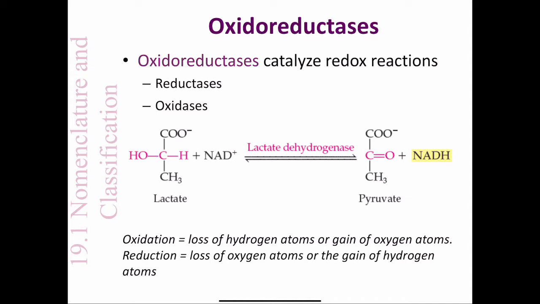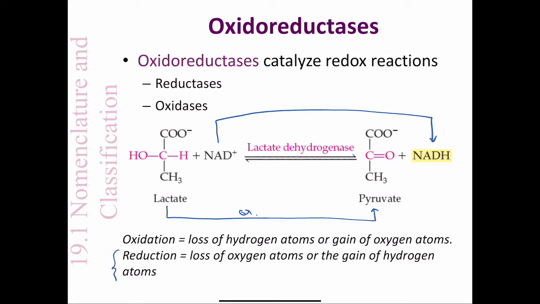I should also point out that oxidation and reduction are complementary processes, meaning that you can't have oxidation without reduction, and you can't have reduction without oxidation. So again, you can see that the lactate is being oxidized to pyruvate, but also the NAD+ is taking on a hydrogen. And if we think about our definition of reduction, reduction is the loss of oxygen atoms or the gain of hydrogen atoms. So the NAD+ is being reduced. So therefore, our lactate dehydrogenase is an oxidoreductase.